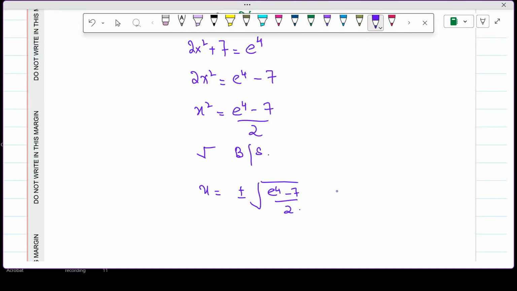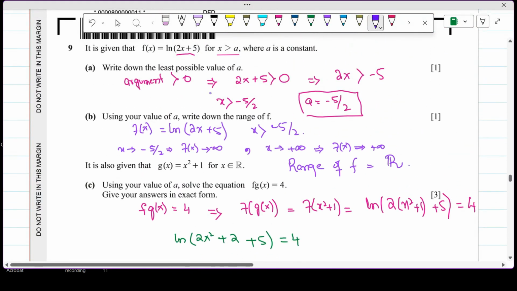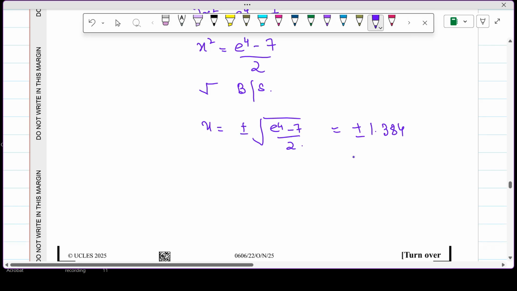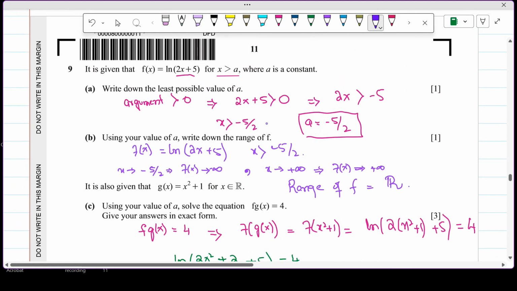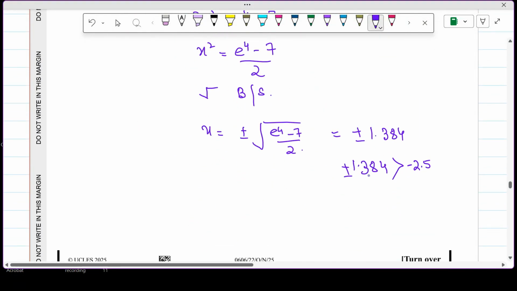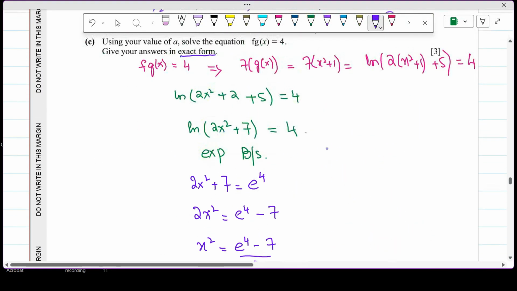So when we solve this value, we will have plus or minus 1.384, which is greater than a. This one is 1.384, which is negative, and positive and negative are both greater than negative 2.5, because a equals negative 2.5. So this value is greater than negative 2.5 and satisfies the x condition.